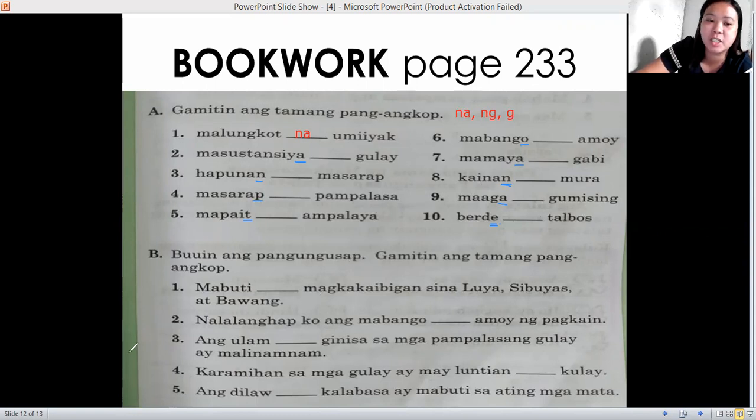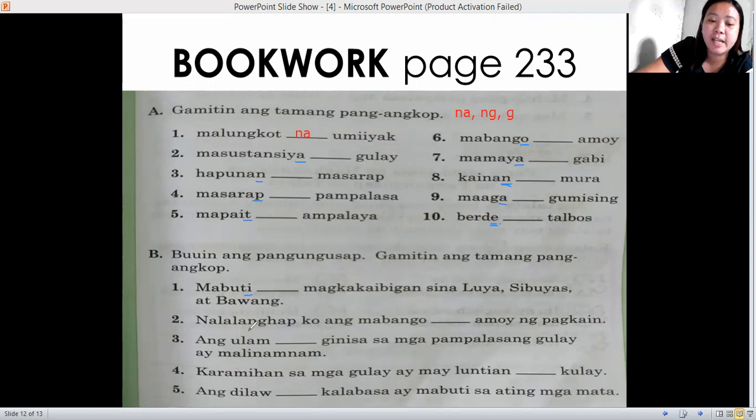Okay, now let's proceed to the down part. Still, write the na, ng, or G. Okay, number 1, mabuting, blank, magkakaibigan, sina luya, sibuyas, at bawang. So, the first word ends with letter I. What pang-angkop you are going to use? Is it na, ng, or G? Write your answer.